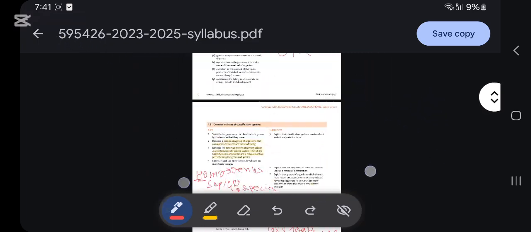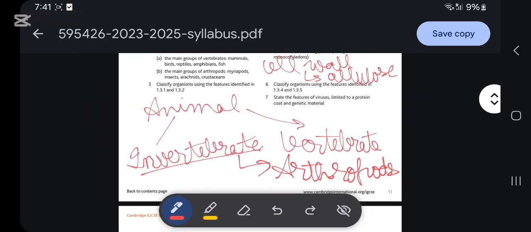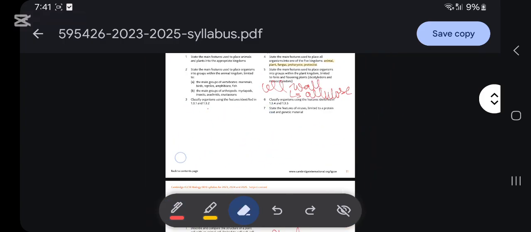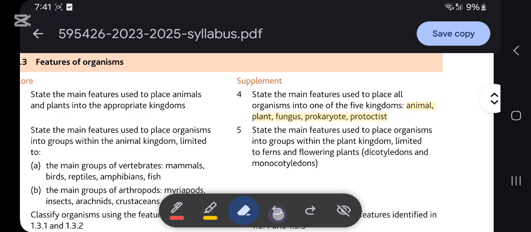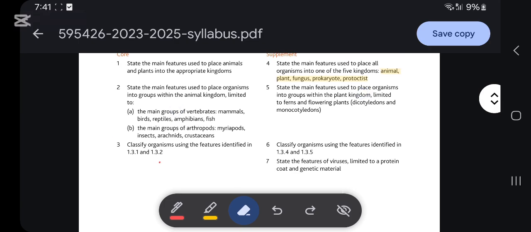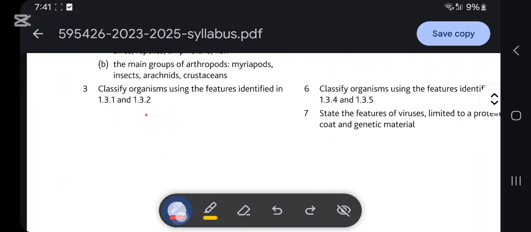Now moving on. This we have discussed. Let me erase all this. This was all about the animal kingdom. Now moving on to the plants.